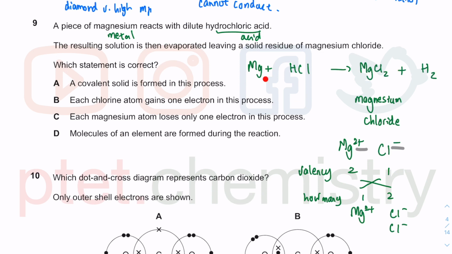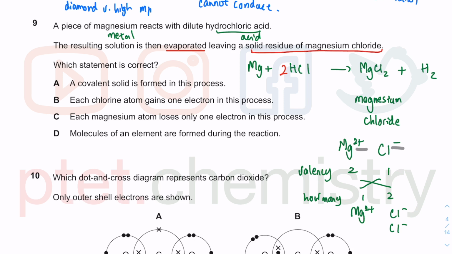Also, this general equation: metal plus acid giving you salt and hydrogen gas. This is one of the ways to produce hydrogen gas in the lab, and you have tested for hydrogen gas using a lighted splint during a practical session in your alternative to practical as well, and the lighted splint will burn with a pop sound. Any equation you write has to be balanced, so there's 2 HCl there. This resulting solution is evaporated, so totally dry, you get solid residue of magnesium chloride.